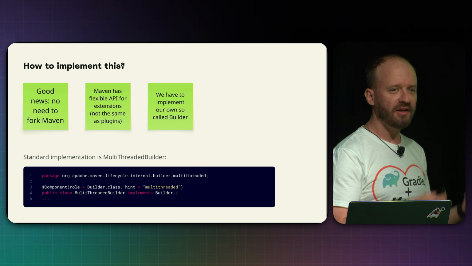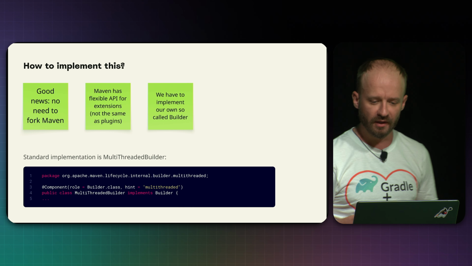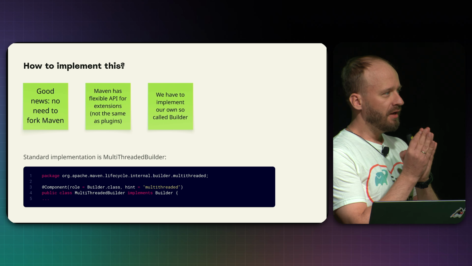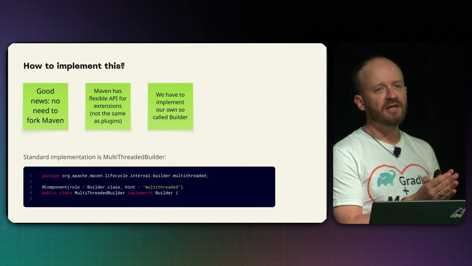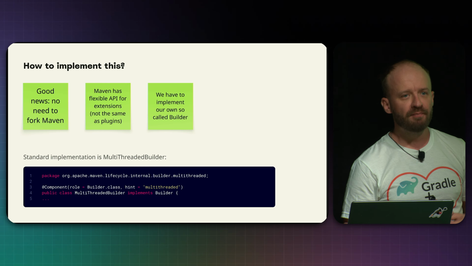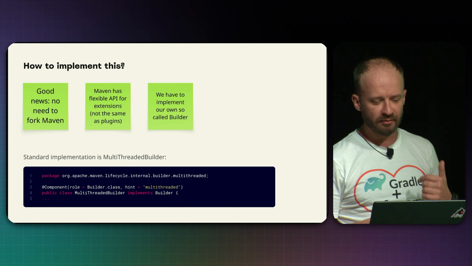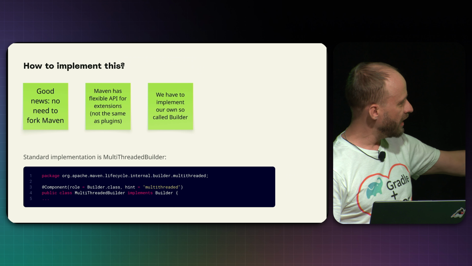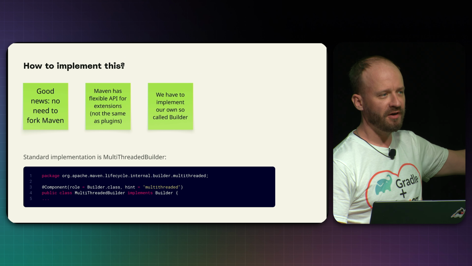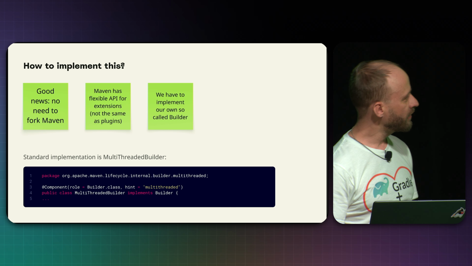And you can redefine even basic functionality there. There is a crucial interface called Builder, which is responsible for building multi-module applications. The standard implementation of this builder is called multi-threaded builder. So you can find the source code in Maven and inspect how it works.